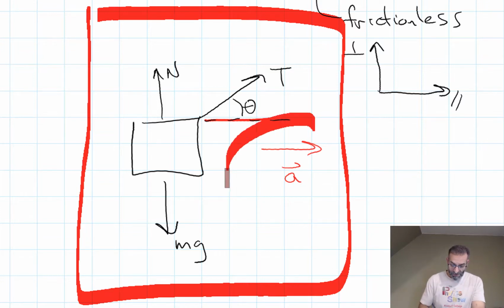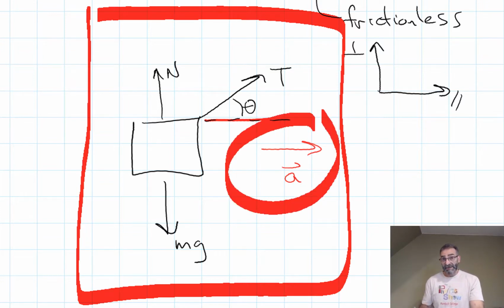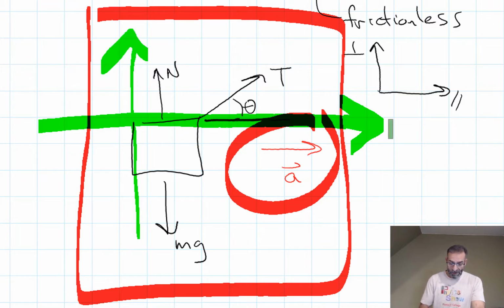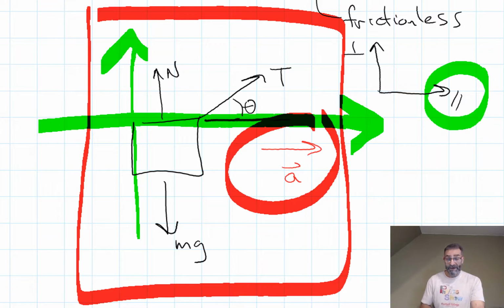Always ask yourself, what direction is the acceleration? Then you align your coordinate system with that direction, and your perpendicular direction is perpendicular to that. All your acceleration is in one direction. I call that my parallel direction. You could call it your x direction if you want. But we're not always horizontal and vertical. Sometimes we're on an incline, or we have a mass hanging and moving up and down vertically. So I like to use parallel and perpendicular.